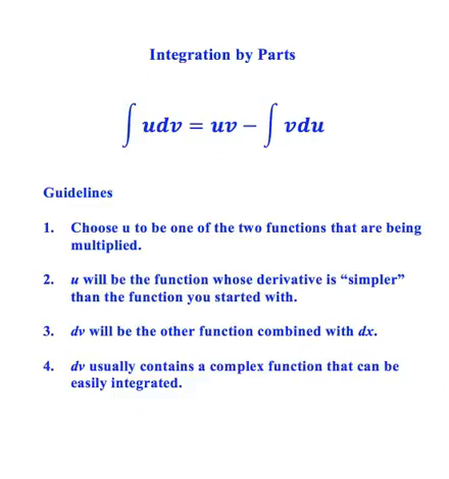So in conclusion, let's return to the rule for integration by parts. The integral of u dv is equal to uv minus another integral of v du. So please note that you are never done in one step. And again, the guidelines. Number 1, choose u to be one of the two functions that are being multiplied. Number 2, often u will be the function whose derivative is simpler than itself. Number 3, dv will be the other function combined with dx. And lastly, dv usually contains a complex function that can be easily integrated.